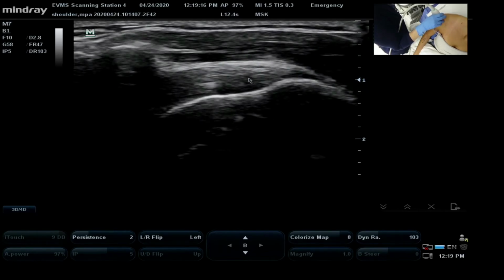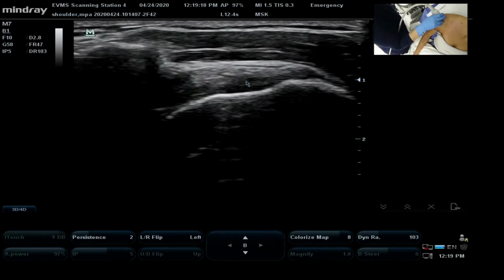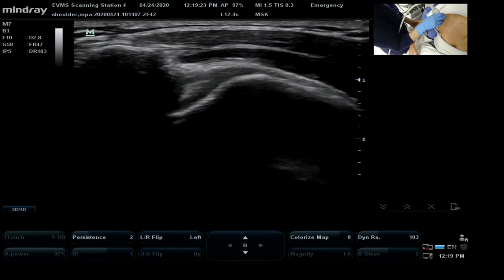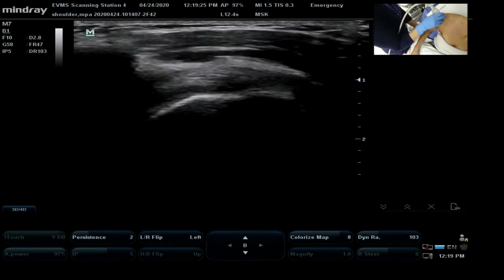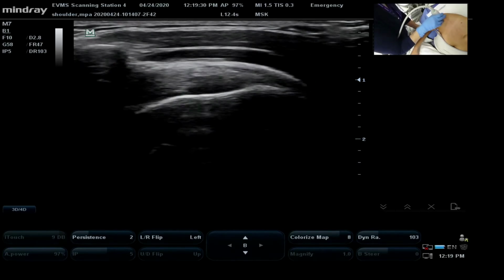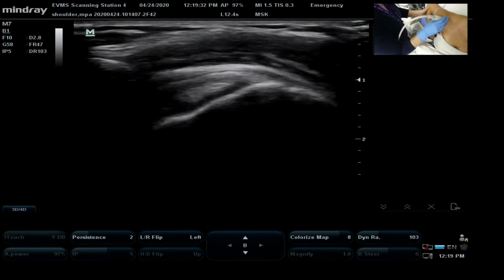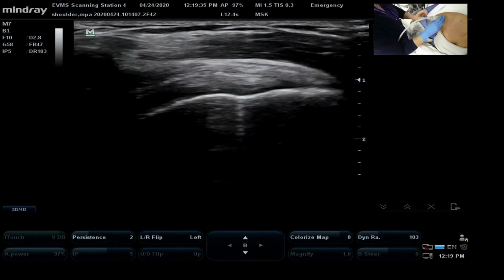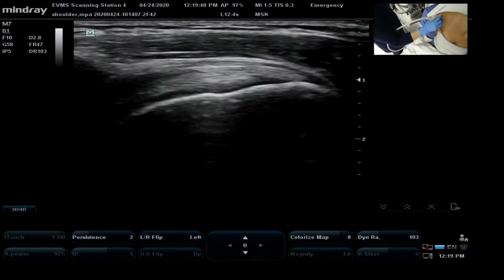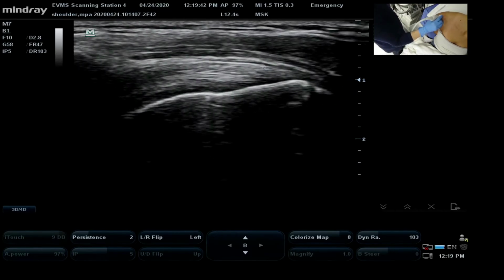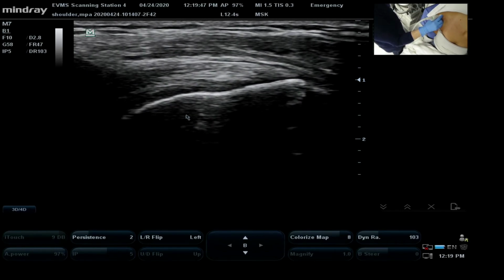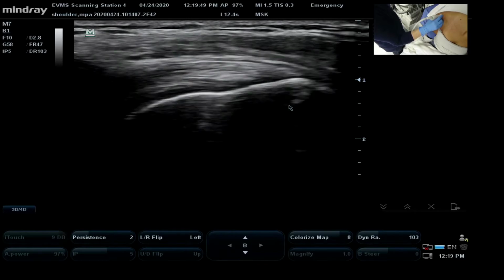And I can't fully evaluate it in this position, although I could, if I abducted her arm, check to make sure that it slid underneath well, but I can't see all the structures that I want to see. And so this is where I'm going to have her extend and internally rotate, and you can see immediately how much more of that tendon became exposed, and how now we can actually see the bursa overriding it. So we have head of the humerus here, we have the greater tubercle here.